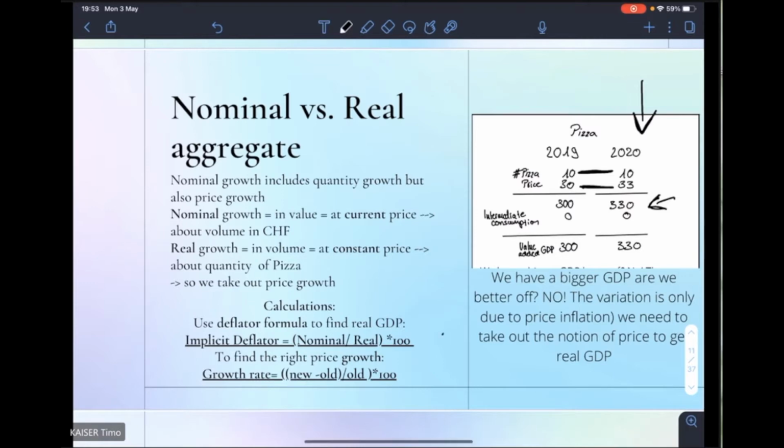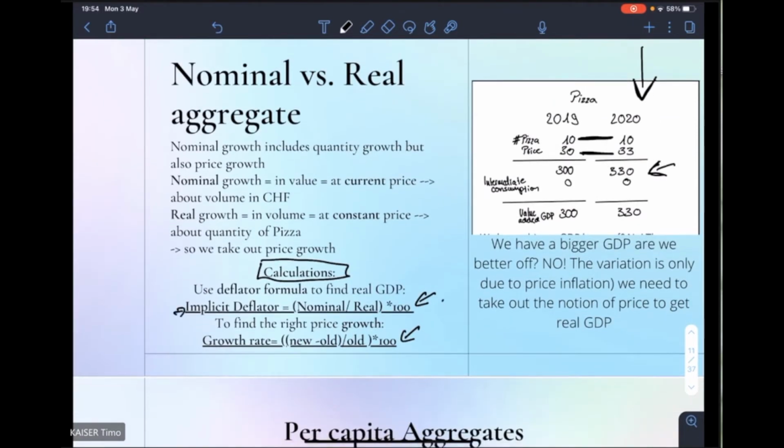Actually, for this one, we can use what's listed here on the bottom, the two main calculations for exercises that we will encounter in regard to nominal and real GDP, namely the deflator formula and also the growth formula. So the deflator formula is very simple. The implicit deflator is equal to the nominal GDP divided by the real GDP times 100. Just always remember the implicit deflator, so this thing here, you can just plug in the price index. So for example, if the price index is 110, you can just plug this in here.